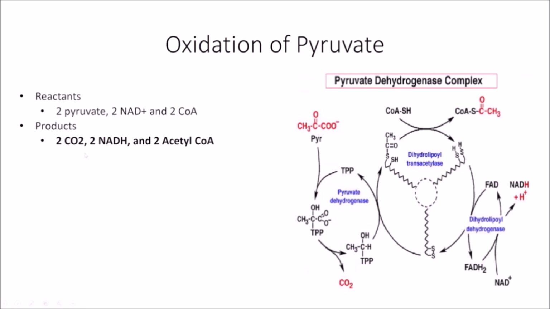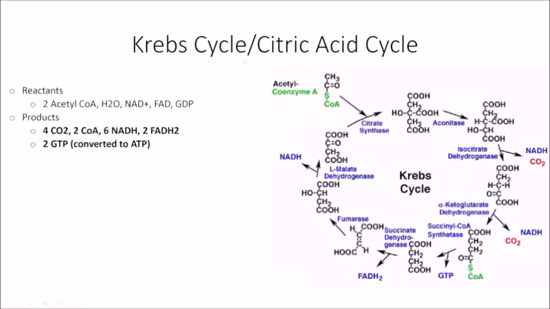Moving on from glycolysis, before the pyruvate goes into the Krebs cycle, pyruvate has to be oxidized. In this process, you can see on the right here the different enzymes, once again in blue, and then the products that are created in red. The products are 2 carbon dioxide molecules, 2 NADH, and 2 acetyl-CoA, which is this red molecule here. The acetyl-CoA will go on to be used in the Krebs cycle, also called the citric acid cycle. So the acetyl coenzyme A will come in at this point here.